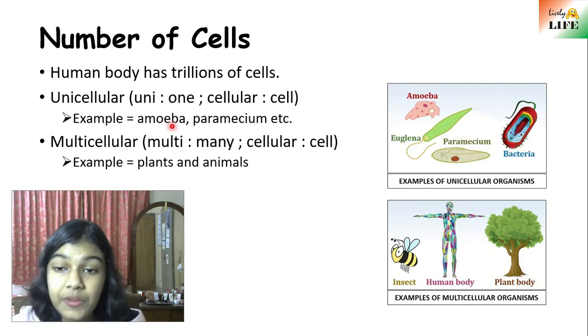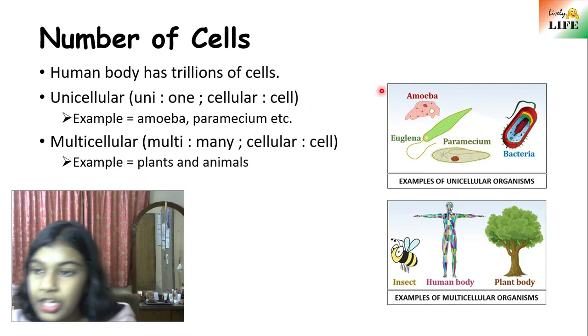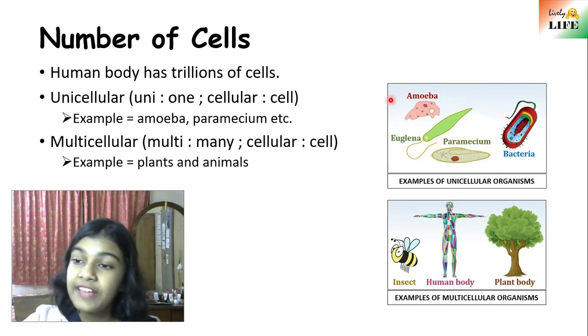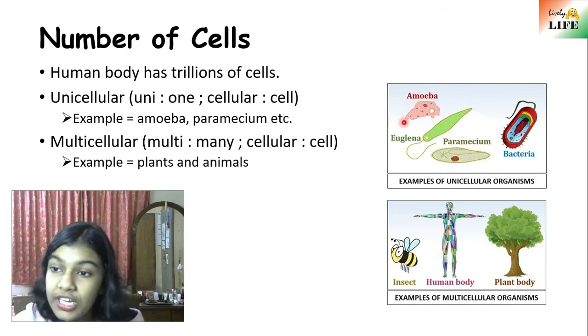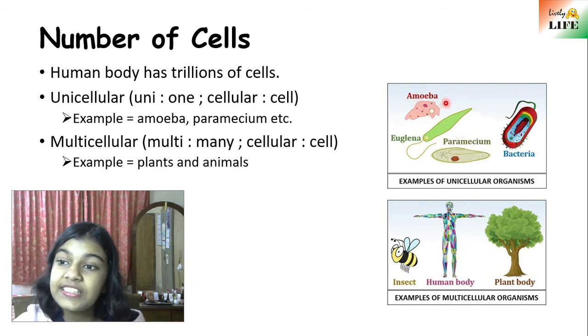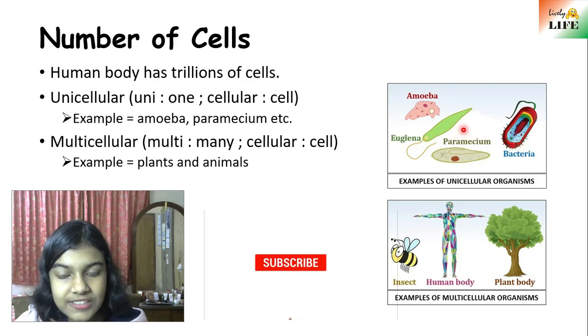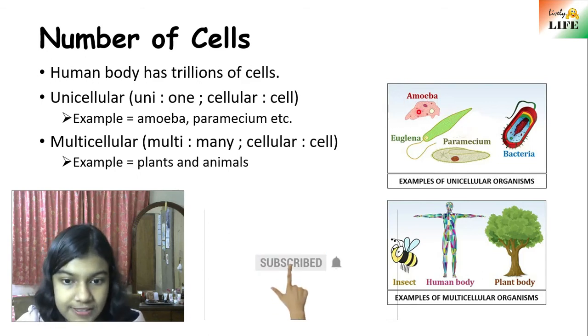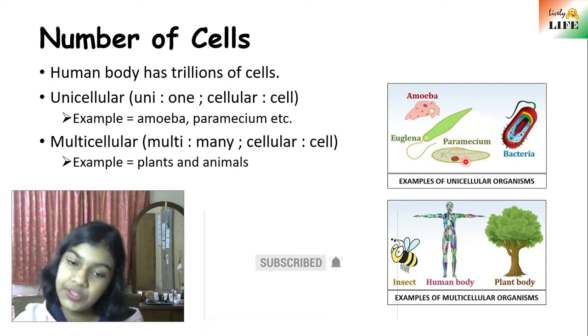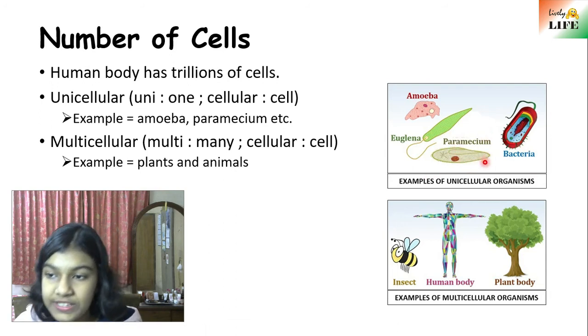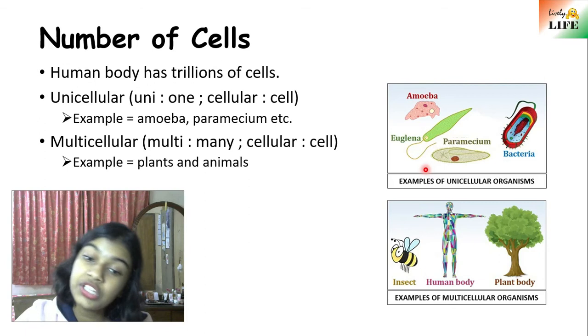For example, amoeba, paramecium. You can see in this picture over here. This is amoeba. Okay, this is how it looks like, and one amoeba means only one cell. This is a single cell over here. So amoeba is a unicellular organism because it is made up of only one cell, right? And over here paramecium. Paramecium is also a unicellular organism, means one cell. The thing that you can see is only one cell.